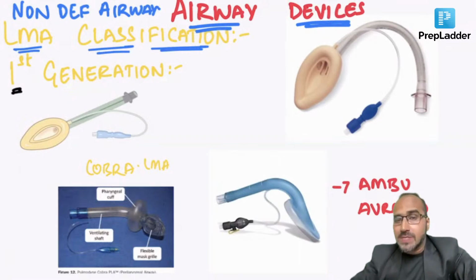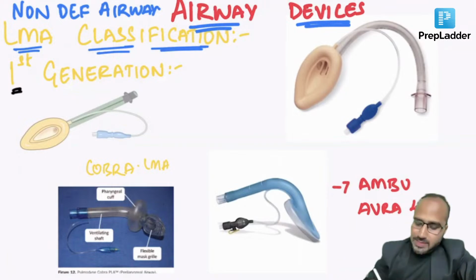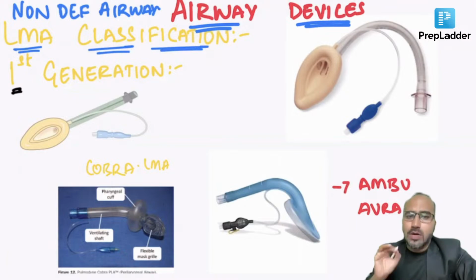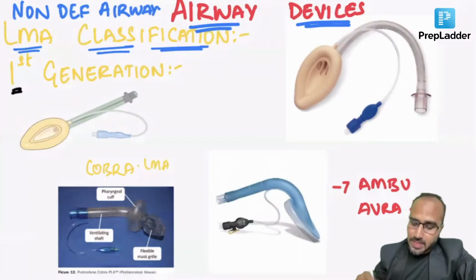If at all the intubation fails, guys, next you have to go for a non-definitive airway device, which is called an LMA. In the LMA, there are two or three generations of LMA. Just look over here, guys. Any laryngeal mask airway which has one lumen or one opening is a first generation LMA. And what is this first generation LMA?